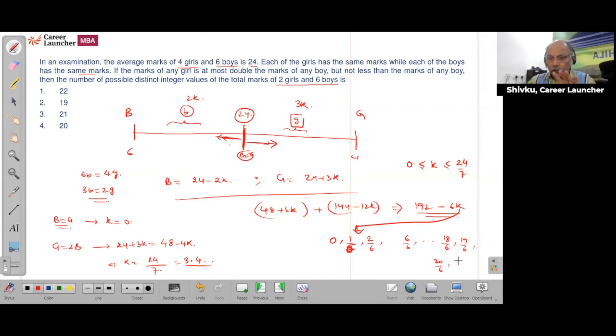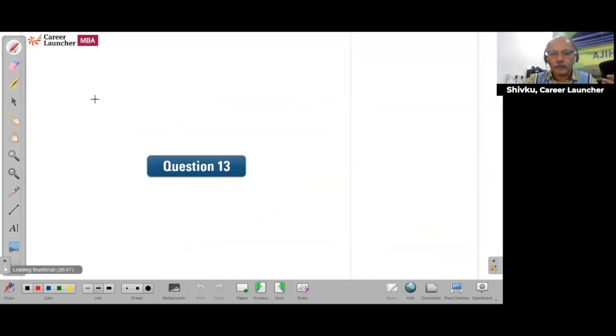You cannot go beyond this. If you go to 21 by 6, that becomes 3.5, which will violate the case that K has to be less than 3.4. Hence, the total number of values that K can take is equal to 21. So the correct answer is 21. This is a difficult question. In the exam, I do not think most people would have solved this, and it's not easy for this to strike, right? Of course, there are always going to be some smart people who will do this question.